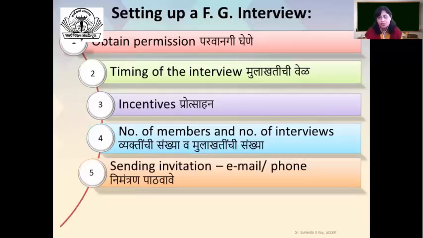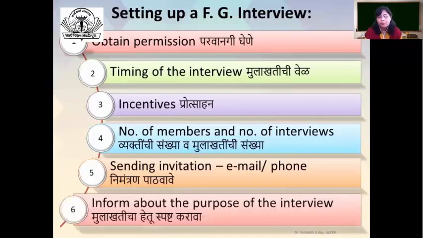Sending invitations. You decide whether you want to send the invitation via phone or via email. Now during this pandemic period, the interviews are going to be online, using different online apps. So you will have to use email or phone in order to send the invitation.